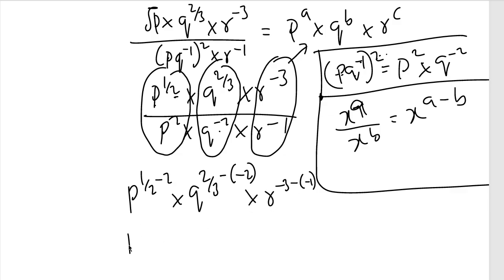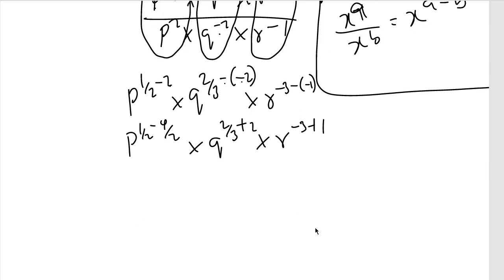And then that's P to the half minus 2. 2 could be written as 4 over 2, to make the job easier, so half minus 4 over 2, that's negative 3 over 2. Then times Q to the 2/3, and then the negative is positive, so plus 2. And then times R, negative 3, the negative is a positive, so plus 1. If we simplify, we have P to the 1 minus 4 is negative 3, over 2, and then times Q to the 2/3 plus 2.